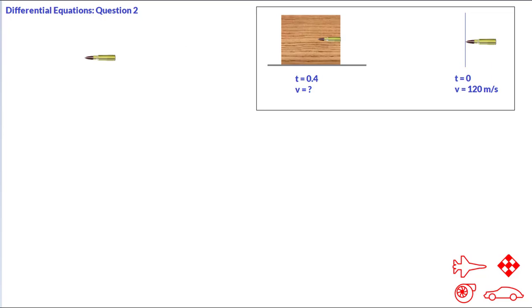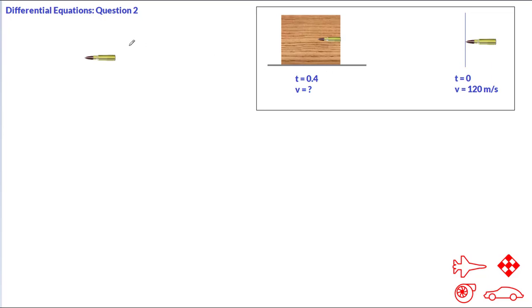In this question, we're asked to model a bullet that's going into a block. It tells us that the bullet is fired from the gun at a speed of 120 meters per second. And it wants to know, after 0.4 seconds, that's the time it takes to hit the block, what the speed is at 0.4 seconds. So we're going to use differential equations to first develop a mathematical model of the system, then solve the model, and then we can find the velocity when time is 0.4.